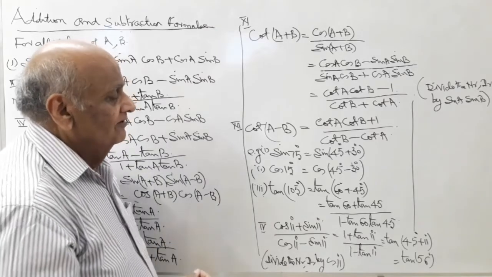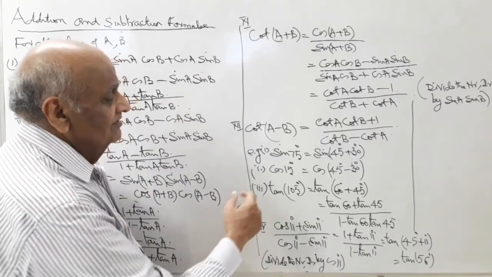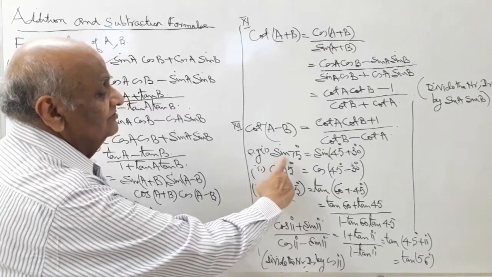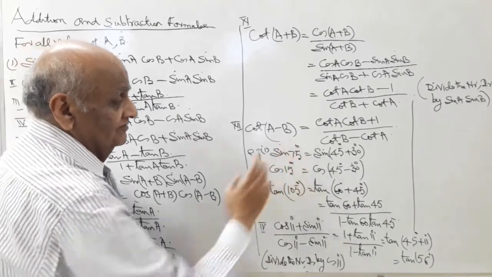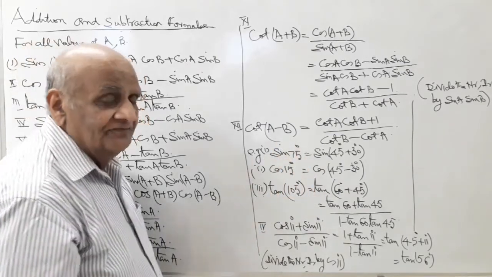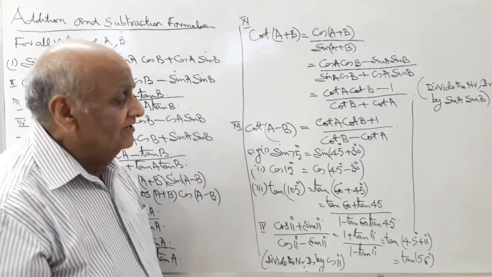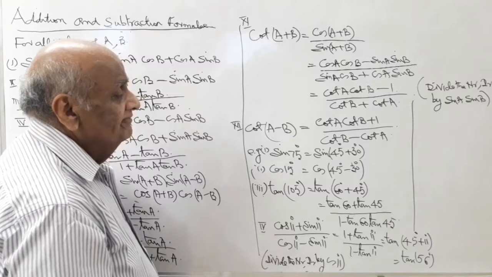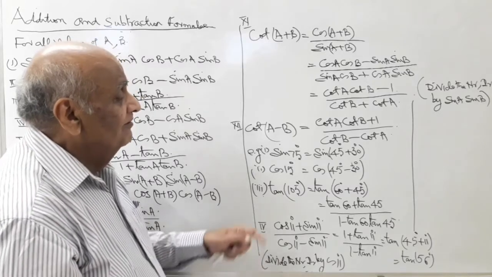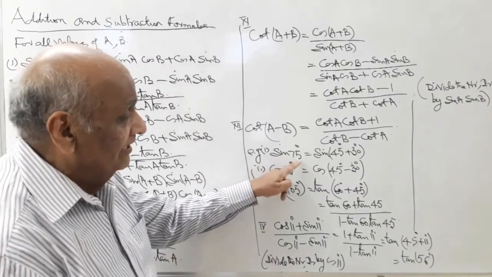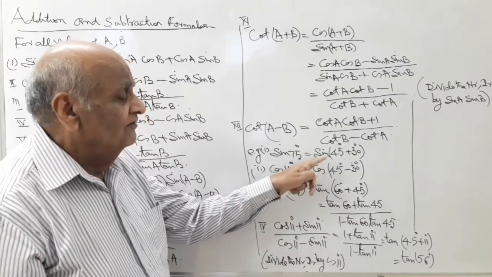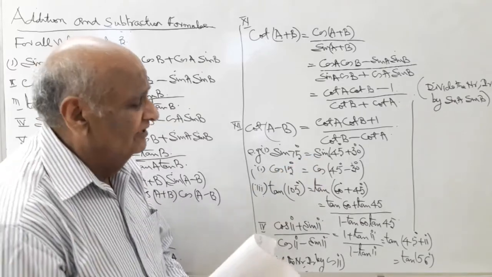Now for example, just a few simple cases. Evaluate sine 75 degrees. We have done sine 15, we have done sine 30, sine 90, 45. Now the problem is for sine 75. It is sine(45 plus 30).